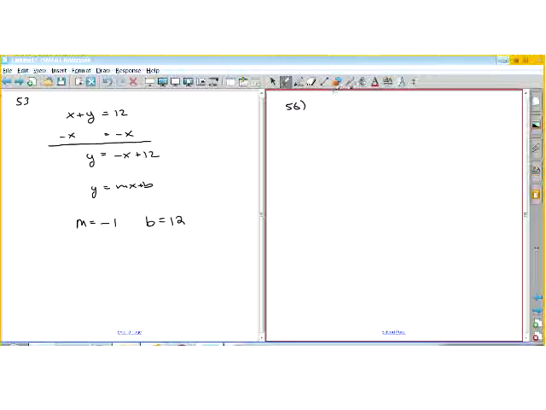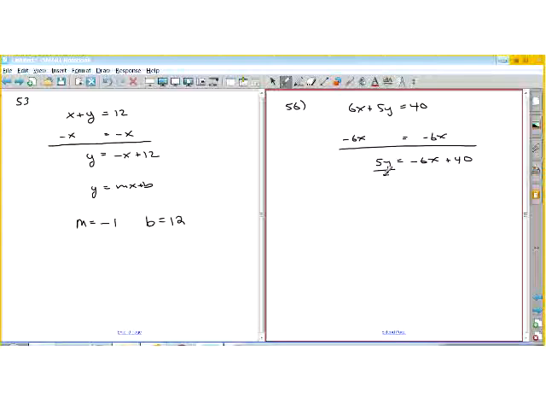Okay, 56, similar kind of thing. 6x plus 5y is equal to 40. Again, we're going to subtract whatever the x value is from both sides. That goes to 0, so we're left with 5y. And again, I'm going to put the x term first and the constant term second. Now, we're not quite done. The slope-intercept form always requires that the coefficient in front of y be 1.